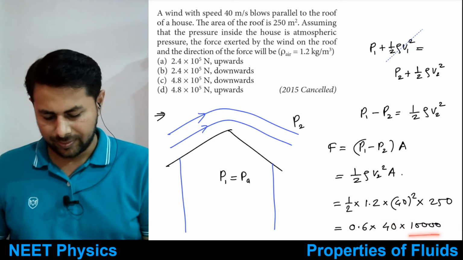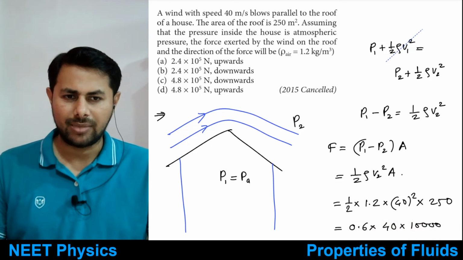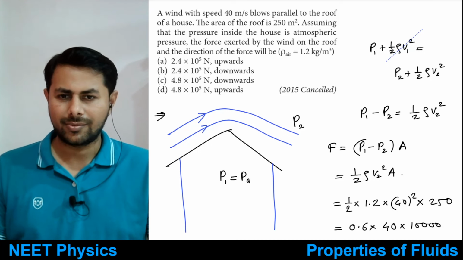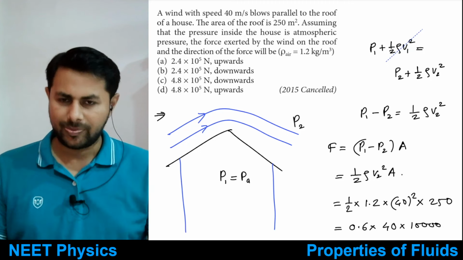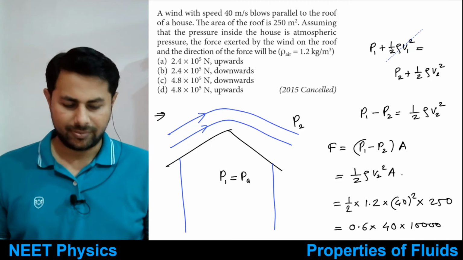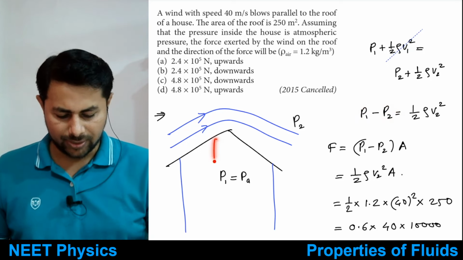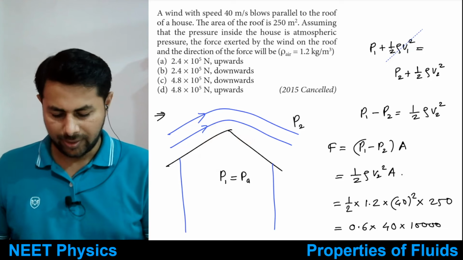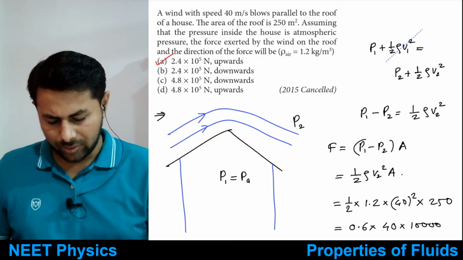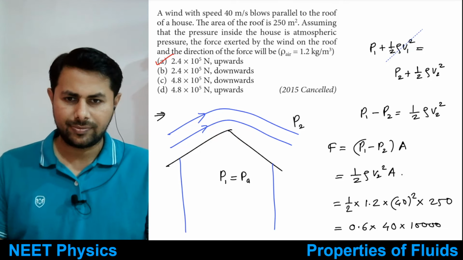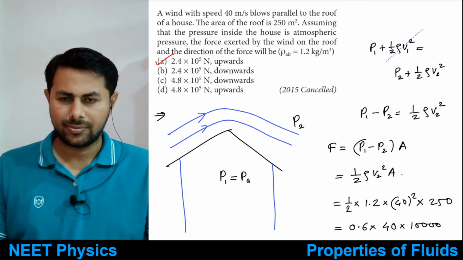That's the answer. So upwards or downwards, tell me. Upwards, because pressure inside is more compared to pressure outside. This pressure difference is positive, means P1 is greater than P2. So the net force is upwards. So it is 2.4 multiplied by 10 raised to 5 upwards. This is the answer. Simple. Yes or no, everyone? Okay, good.